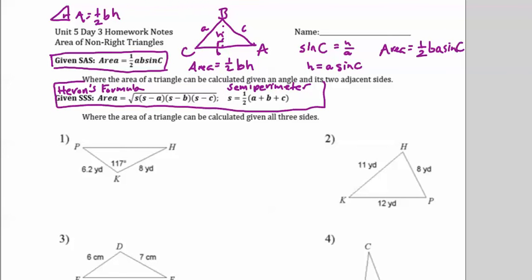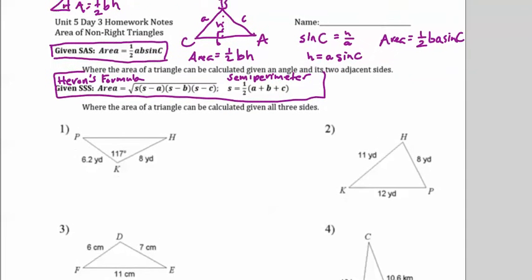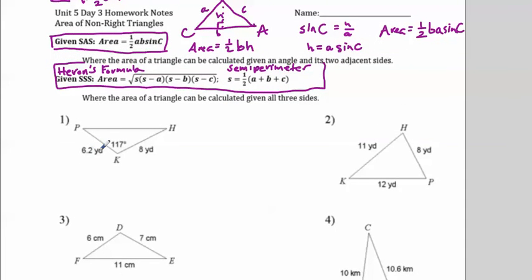So let's look at these triangles. In the first triangle, you can see we're given side angle side, so we're going to use the first formula. And I know our letters are different, but remember, these two are the sides, this one is the angle. So it's going to be area equals 1/2 times 6.2 times 8 sine 117. And you just plug that in your calculator.